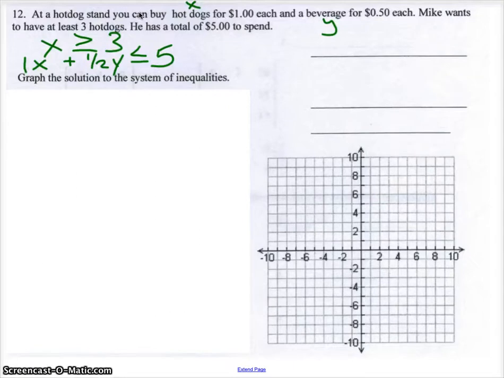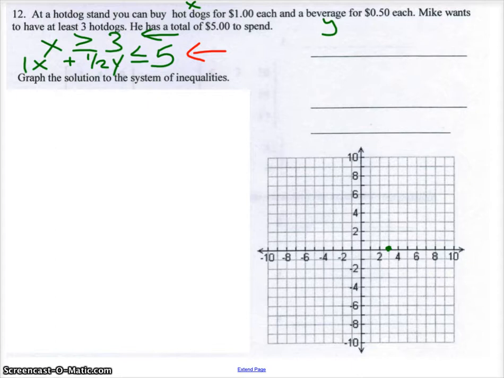Our next step is to graph the solution. So again, I'm actually going to change colors here. We'll keep this one in green, and I'll change this one down here to red. So we'll start with the green one. X is greater than or equal to 3. That means this is going to be a line at X equals 3. This is an or equal to, that means it's a solid line.